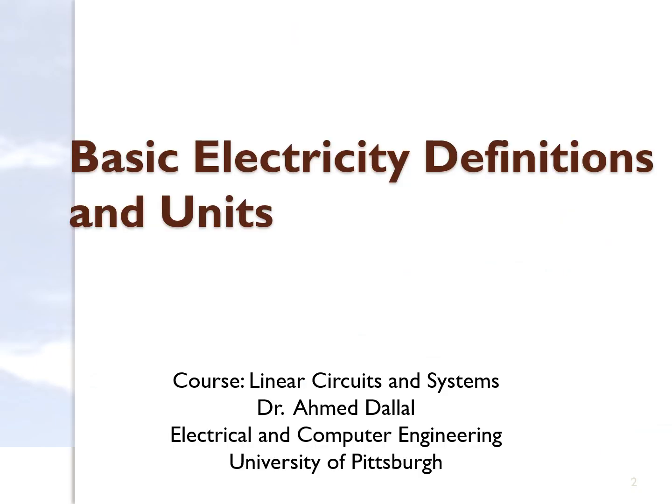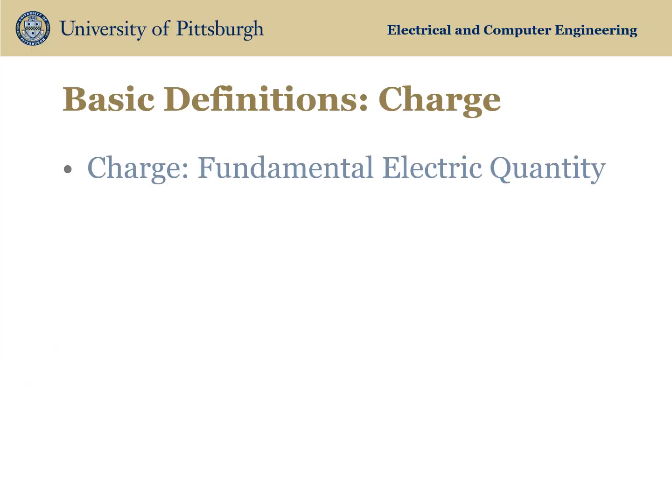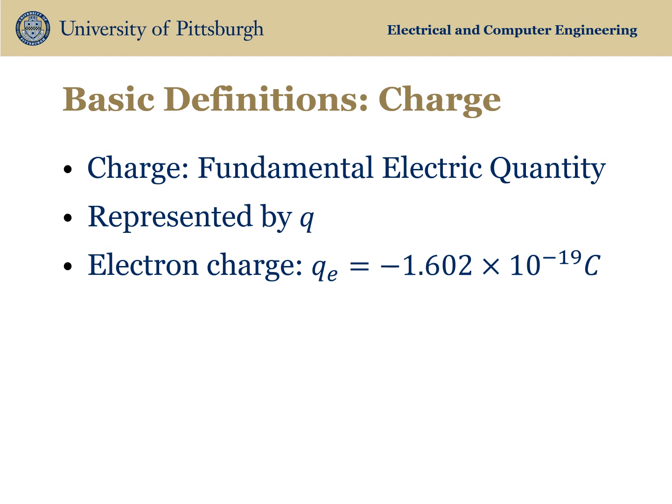Hi everyone. In this video we are going to review some of the basic electricity definitions and units that we covered in physics. The first definition that we have is the charge. Charge is a fundamental electrical quantity and we denote it by the symbol Q, and the smallest charge that we have is the charge of the electron, and it's equal to minus 1.6 times 10 to the minus 19 Coulomb. So the unit of the charge is Coulomb.